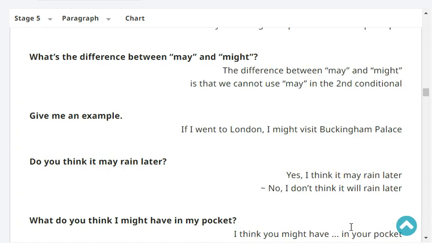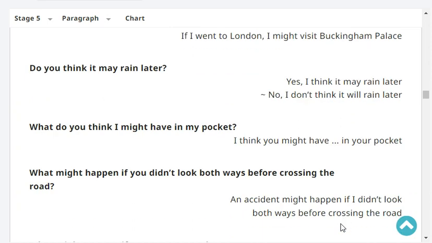Very good. Do you think it may rain later? Yes or no? Yes, I think it may rain later. Very good. What do you think I might have in my pocket? I think you might have some coins in your pocket.